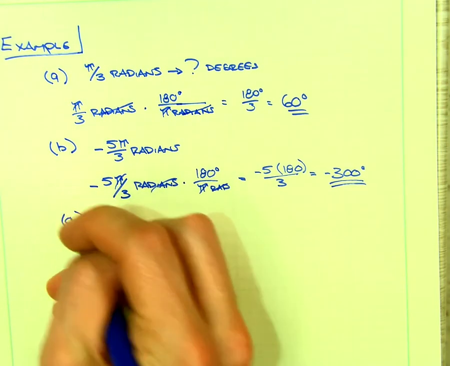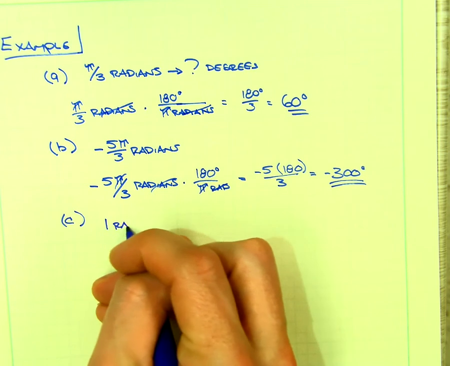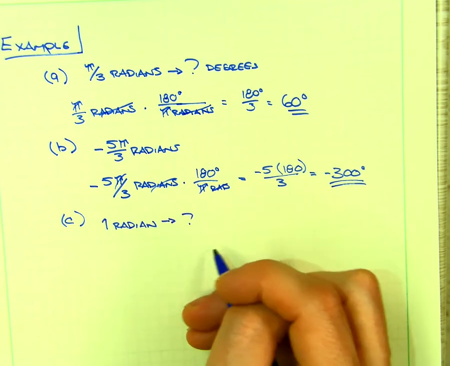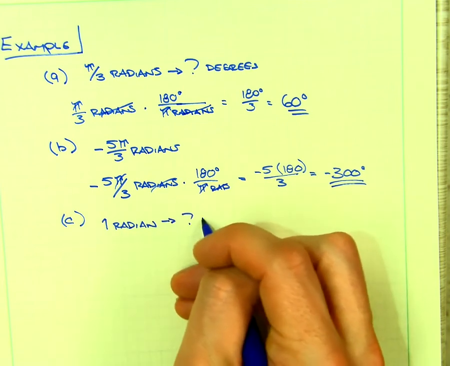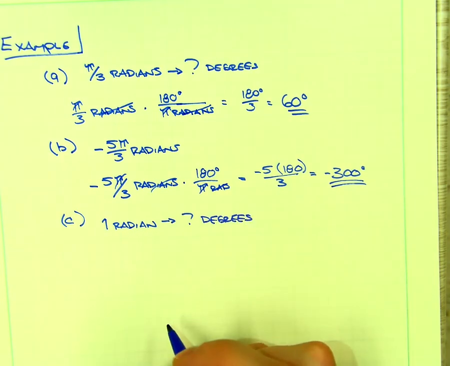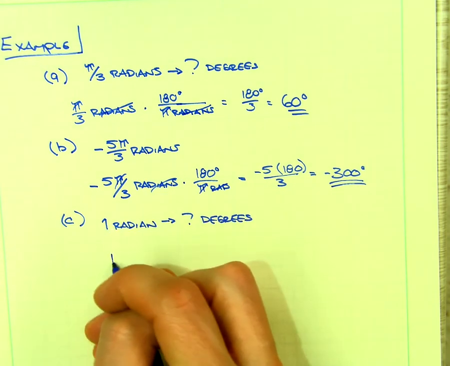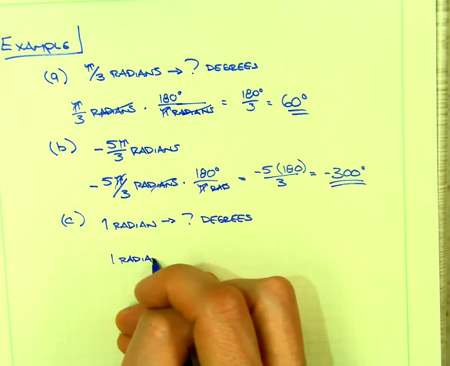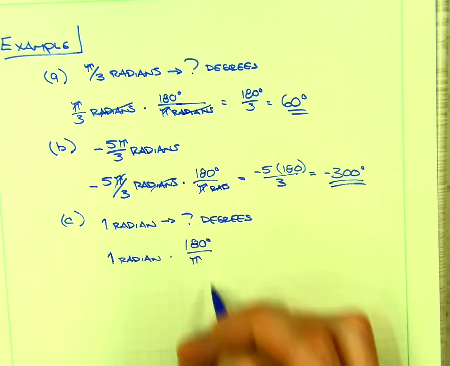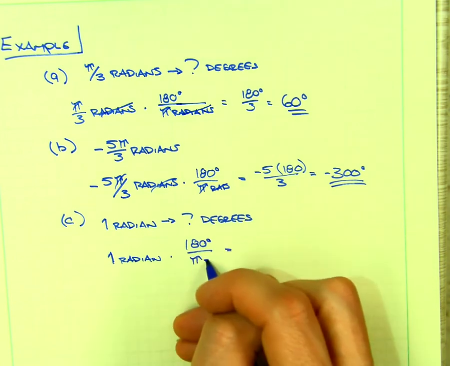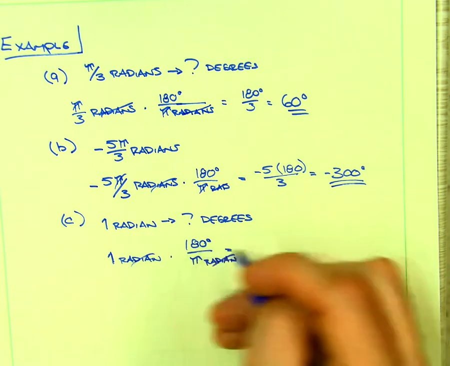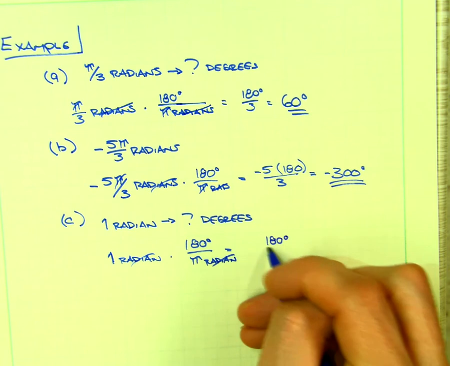Okay, last one. Now I just need to find out what 1 radian is. What is 1 radian equal to? Now this one's a little bit weird because it doesn't have pi's in it. But what is 1 radian in degrees? If you know this already, you're ahead of the game. So basically I can just take my 1 radian, doing the same conversion process, multiplying it by 180 degrees over pi radians. And I just end up, I cross out my radians, and I just end up with 1 times 180 over pi, or just 180 degrees over pi.